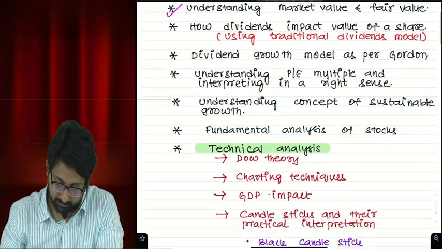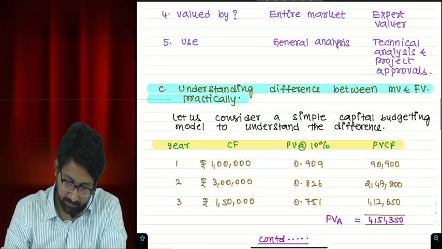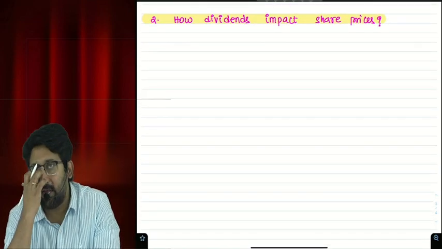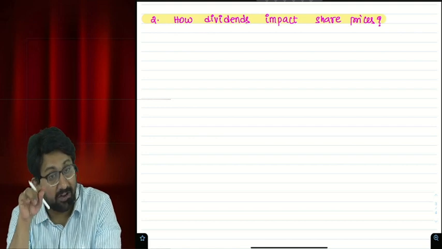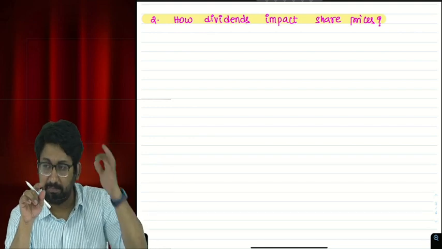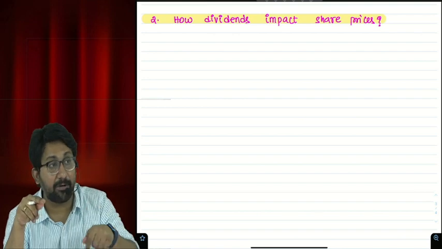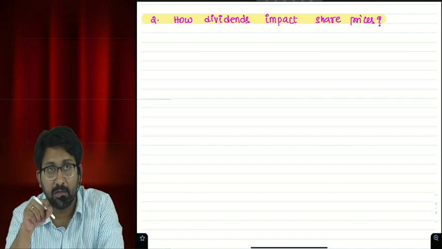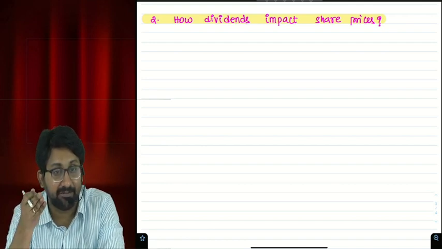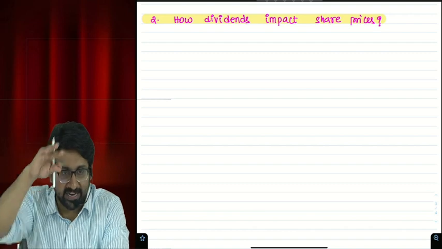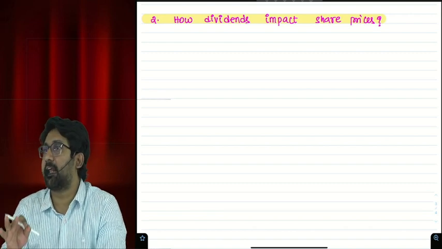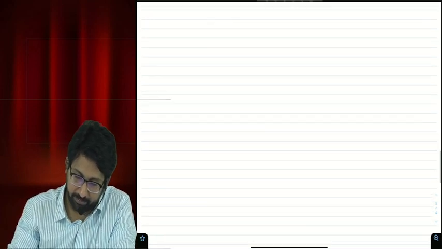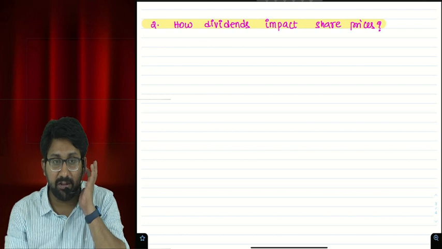See here. Just now we understood that the cash flows of an asset will decide the fair value of that asset. Likewise, the cash flow of the share will determine the fair value of a share. What is the cash flow that a share will give? The cash flow on a share we call dividends. Therefore, dividends will necessarily impact the prices of the share. Okay, now let us understand how it will impact.